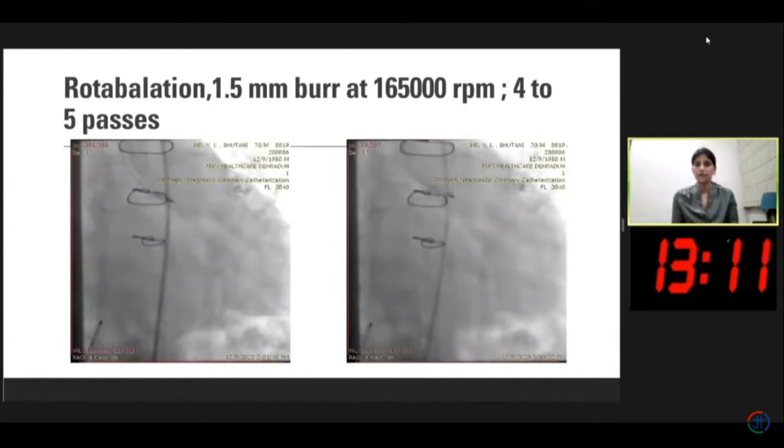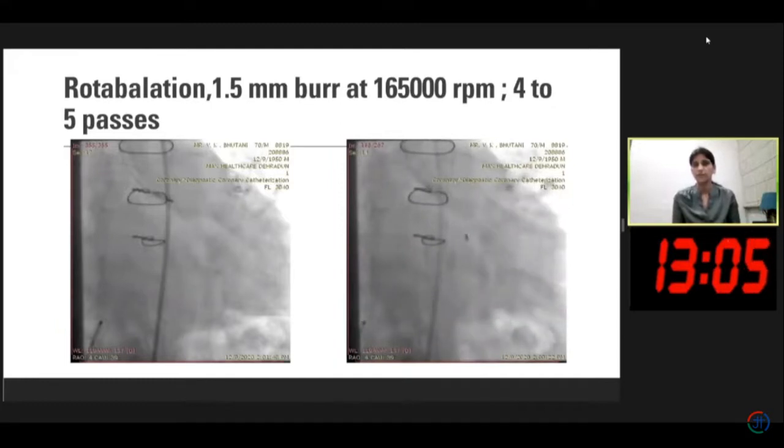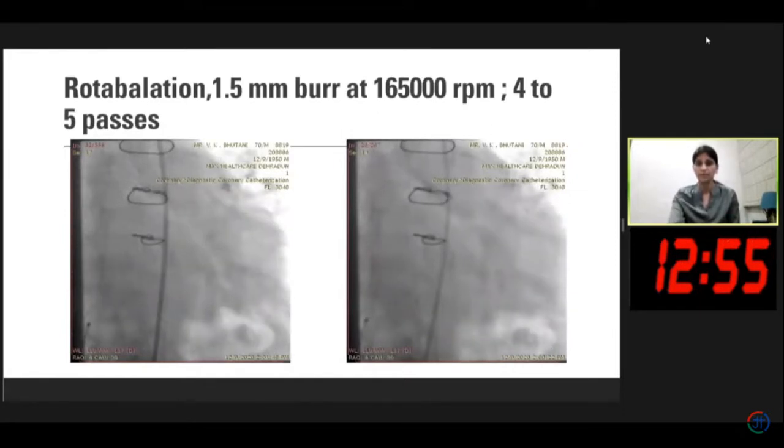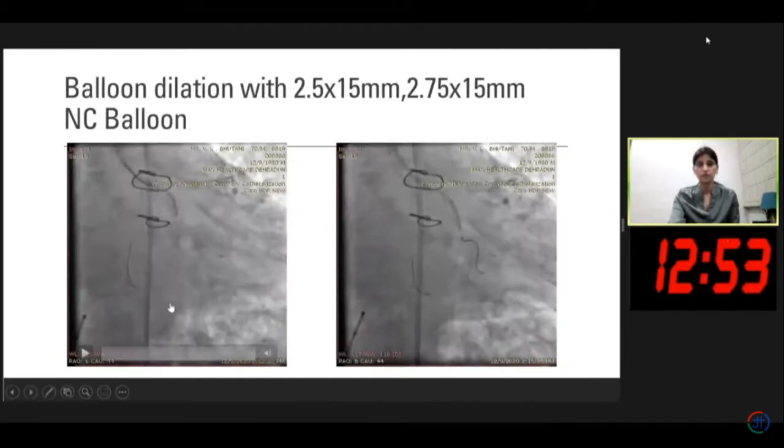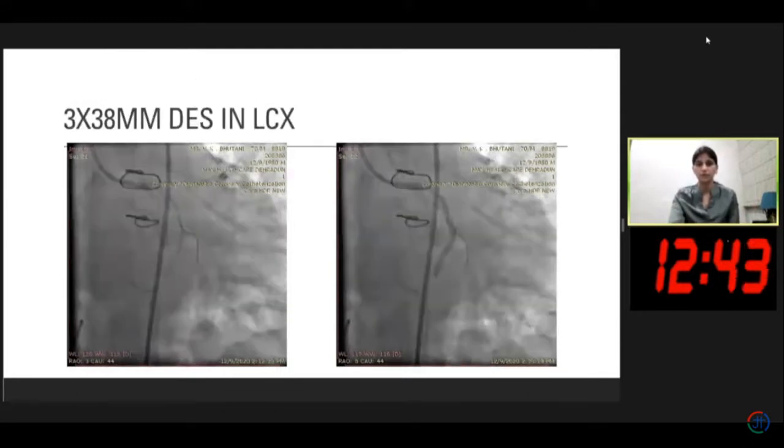Sometimes in these big arteries, if you're choosing a burr of 1.5 millimeter, you might not have a good expansion because you might need a bigger burr. So as a strategy, after doing this, on this rota wire only, we inflate a bigger NC balloon and see whether it is expanding well or not. This is what was done. We used an NC balloon 2.75x15, and we could see that there was a good expansion of the balloon. So the burring is effective, and now we can proceed with the stent.